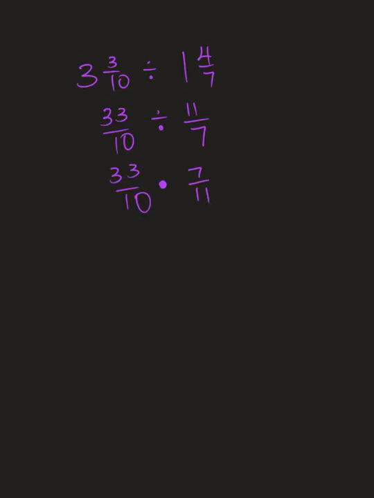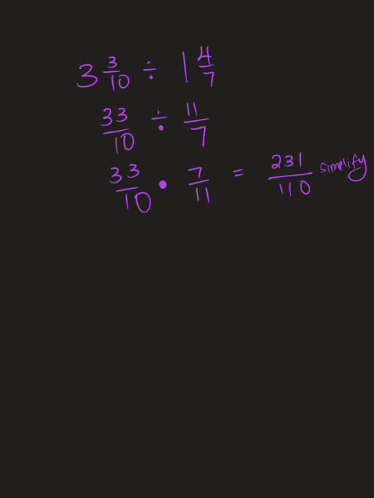Now there's two ways I can do this. I can multiply straight across and say 33 times 7 is 231, and 10 times 11 is 110, and then I would have to simplify this, which right off the top of my head, I don't know what goes into both 231 and 110. So an easier way to do this, so we don't have to simplify such a big number, is to cross cancel.